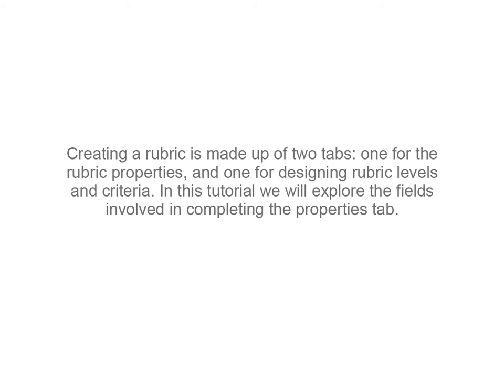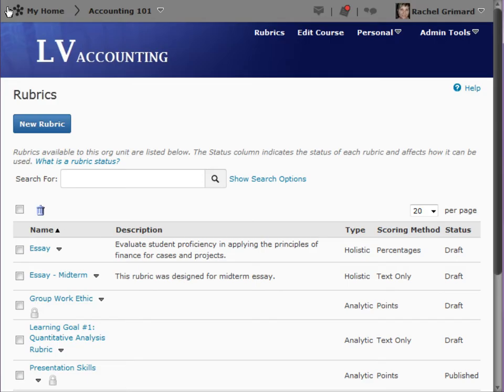Creating a rubric is made up of two tabs, one for the rubric properties, and one for designing the rubric levels and criteria. In this tutorial, we will explore the fields involved in completing the Properties tab. Select the New Rubric link to begin the process.